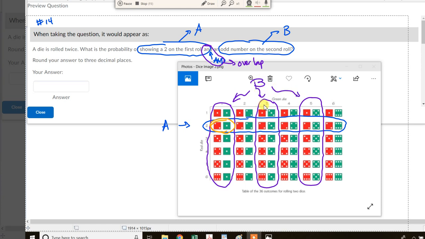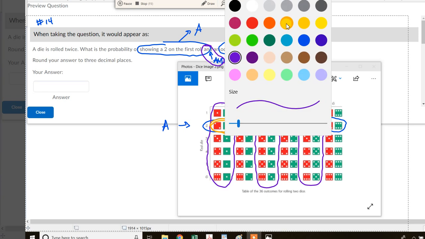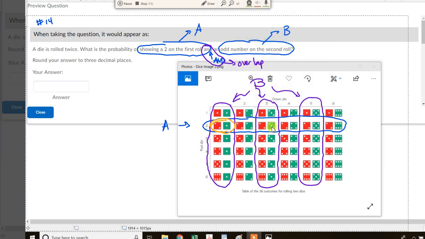B is an odd number on the second roll. All of these 6 outcomes, these 6 outcomes, and these 6 outcomes all have an odd number on the second roll. So B exists in 3 different columns here. But anyway, let's go back to counting the overlap, the "and." "And" means overlap, both at the same time. So you have to be in A and you have to be in B at the same time. So these 3 outcomes are in both at the same time.